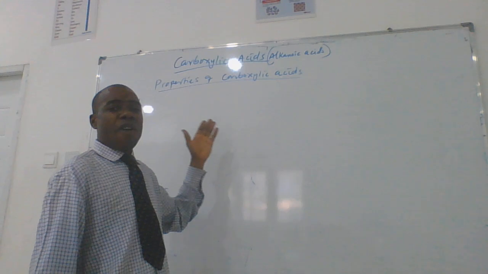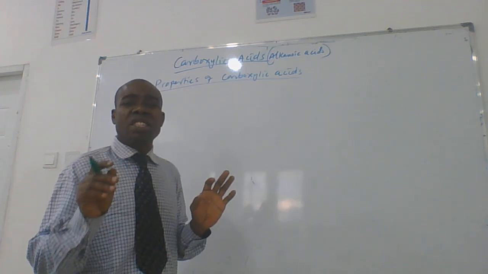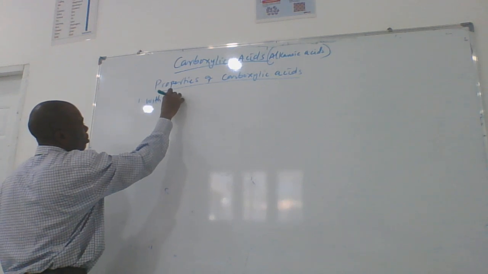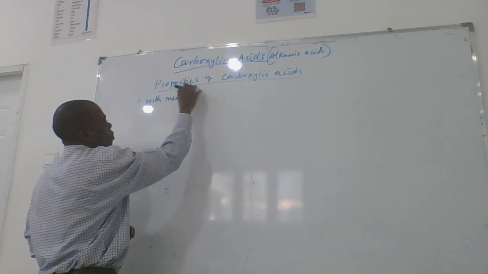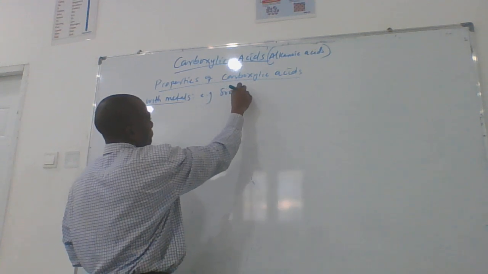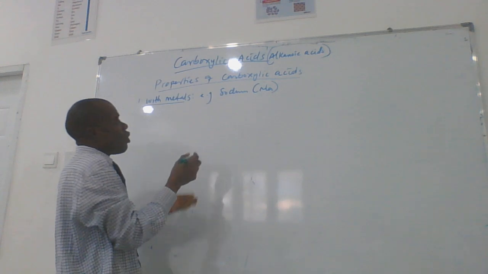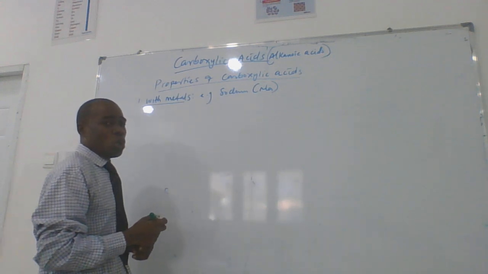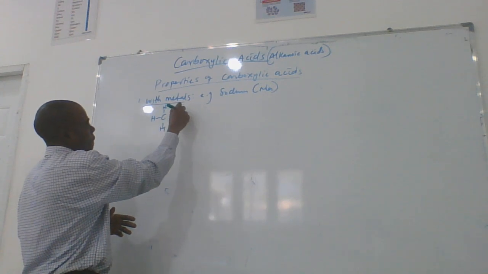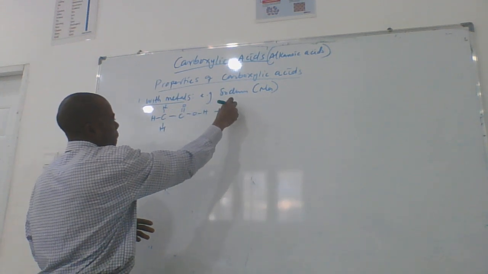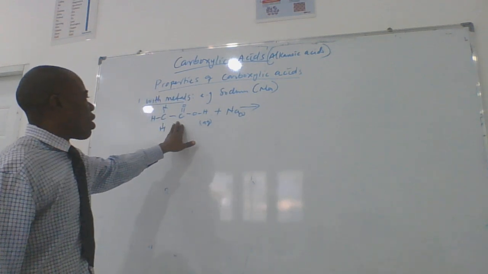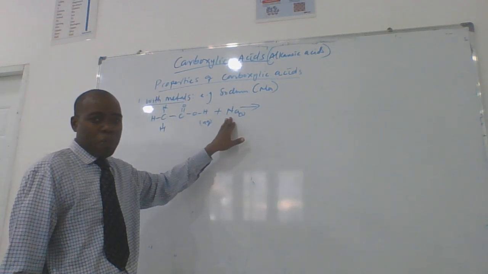So here now we are looking at the chemical properties of carboxylic acid. As an acid, it will react with metals, and let's see the result. With metals, let's take one or two metals for instance. Let's say sodium, the symbol is Na. If you react sodium with ethanoic acid, you are going to have a product. Now here we go. This is your ethanoic acid, and this is the metal sodium. We are using sodium as our example.